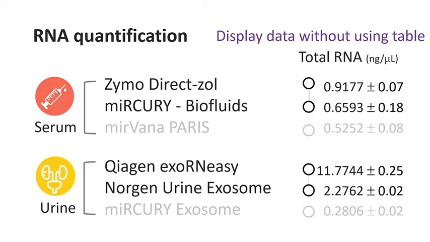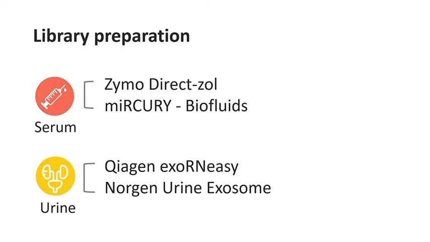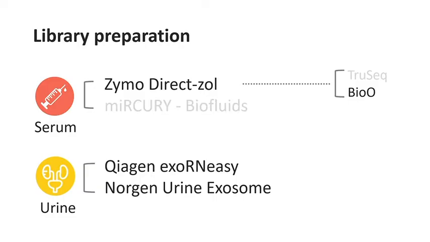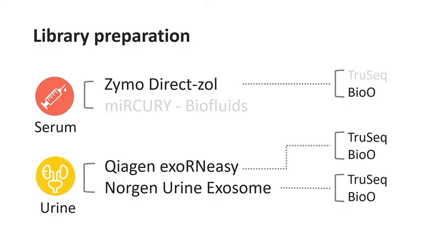So remember to display data without using tables. And move on to library preparation. So I just changed the topic. And then that also leads to the ultimate results. For one of the methods, I was able to compare 2 different library preparations. And for the other, I was only able to use 1 library preparation, and the other one just doesn't work. And also for urine, fortunately, both methods can be used to compare 2 different library preparations.